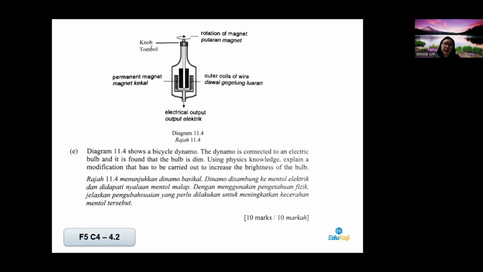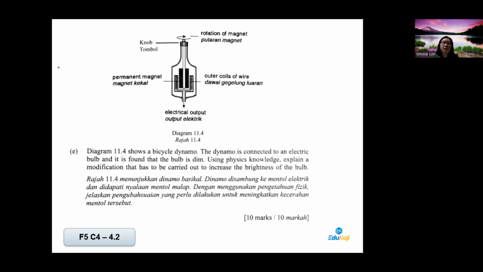Okay, let's see the last part. The last part of this paper, section C, is problem solving questions. Diagram 11.4 shows a bicycle dynamo, and the dynamo is connected to an electrical bulb, and it's found that the bulb is dim. Using your physics knowledge, explain the modification that can be carried out to increase the brightness of the bulb. That's it.